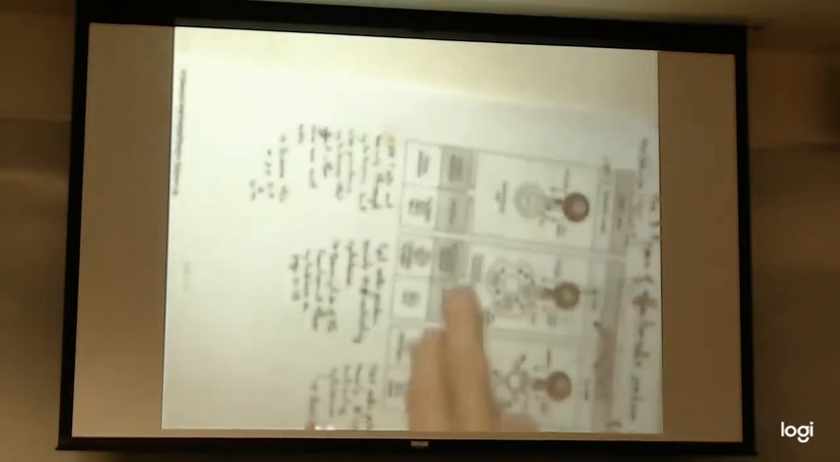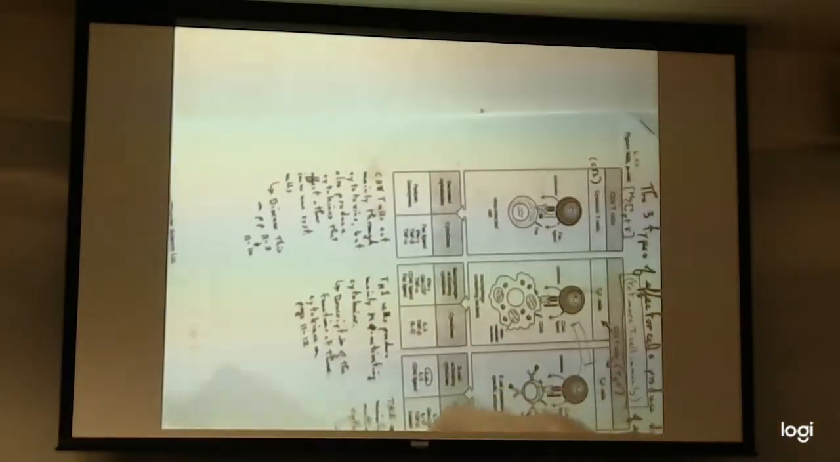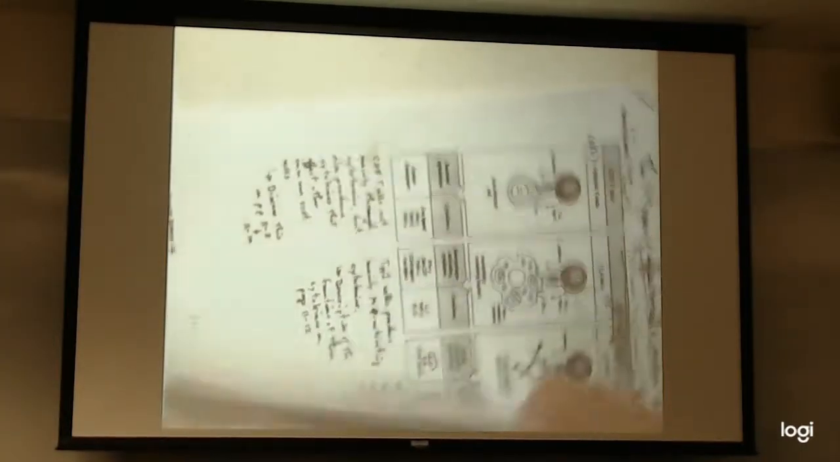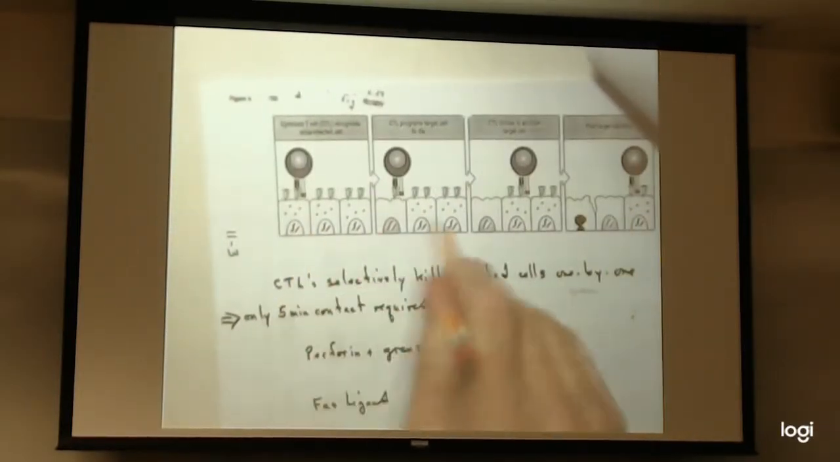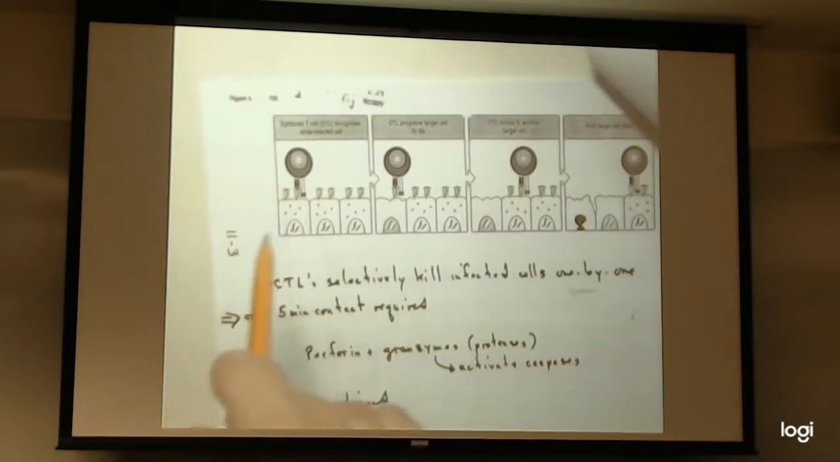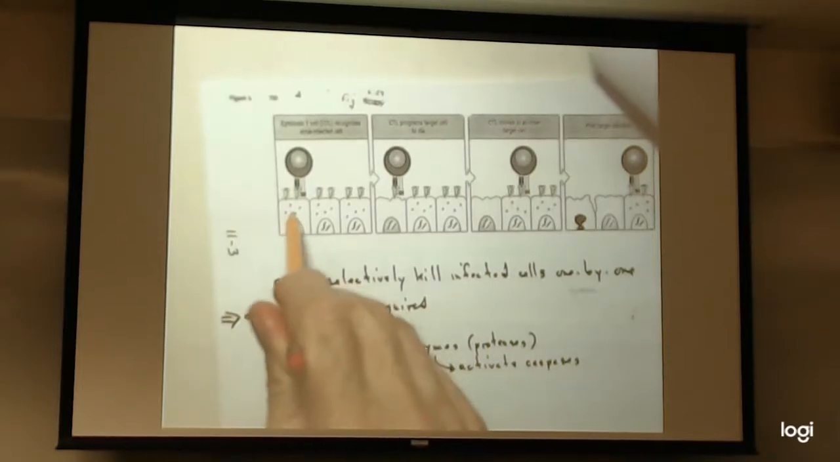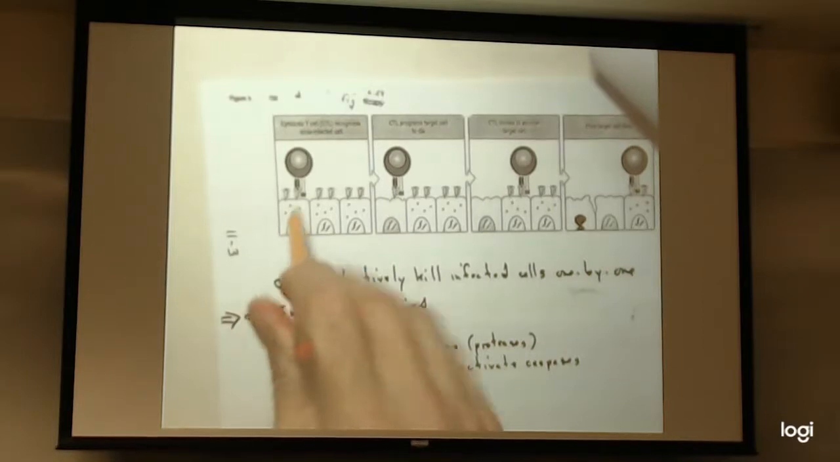Of course, they kill a target cell. It administers this sort of kiss of death onto the target cell. It'll come up, kiss it, move on, kiss it, move on. And once it's been kissed, it's fine for a little while, but it's dead man walking from that point forward. It's irreversibly going to die.